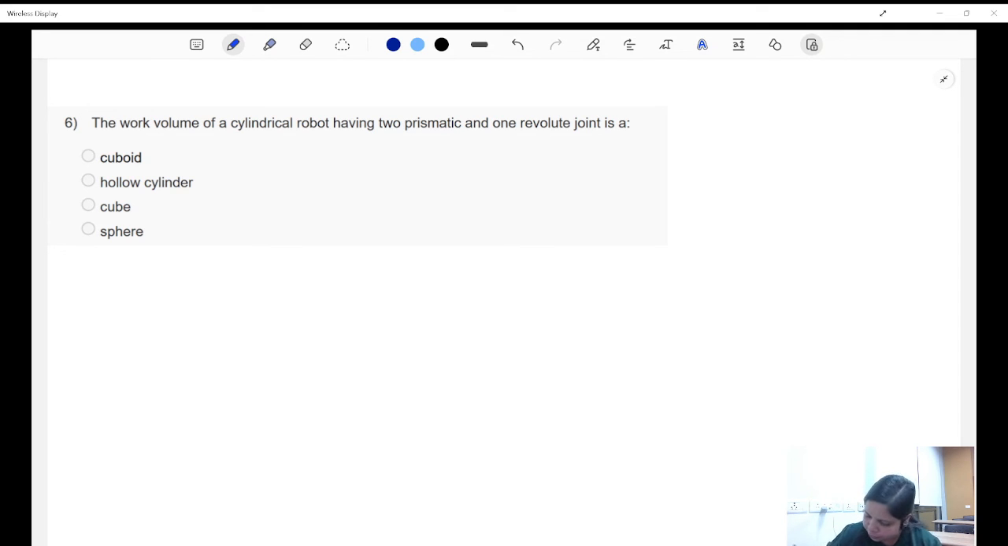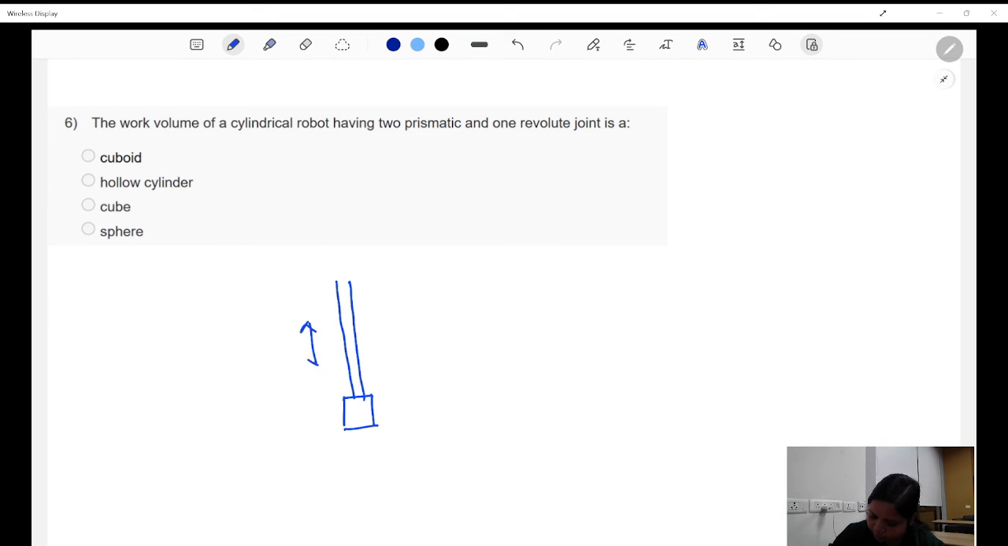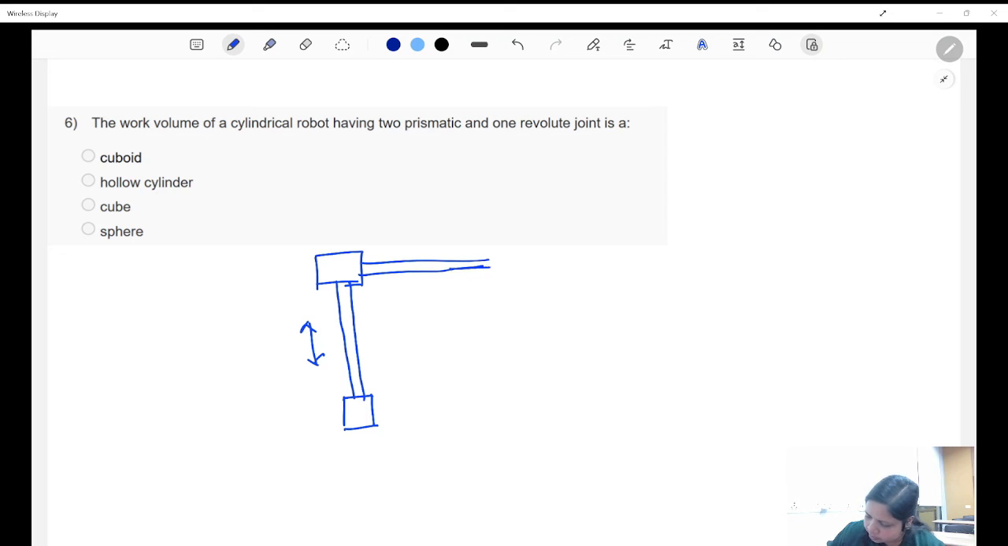I can draw a small figure for you. Let's say this is the base of a robot. This is the first prismatic joint, and you're able to move from here to here. This is another. From here you have some motion, this motion is also possible because there are two prismatic joints. And here let's say you have a hollow cylinder. Okay.